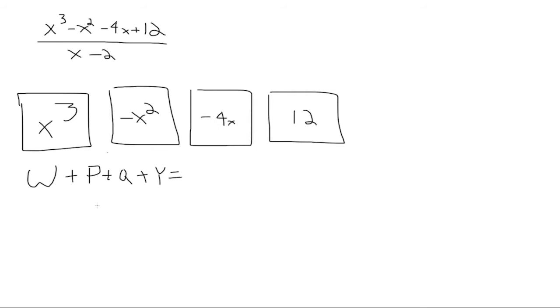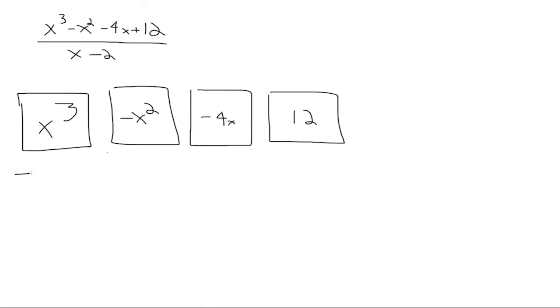But basically, we have to subtract w times x minus 2, and then we have to subtract p times x minus 2, and we have to subtract q times x minus 2, then we have to subtract y times x minus 2 to get rid of all of these different parts of the polynomial, okay? And then w plus p plus q plus y is going to equal our answer. It's going to be our answer, right? Because that's basically what we have to multiply by x minus 2 for it to equal this polynomial here, okay? Okay, so let's get started.